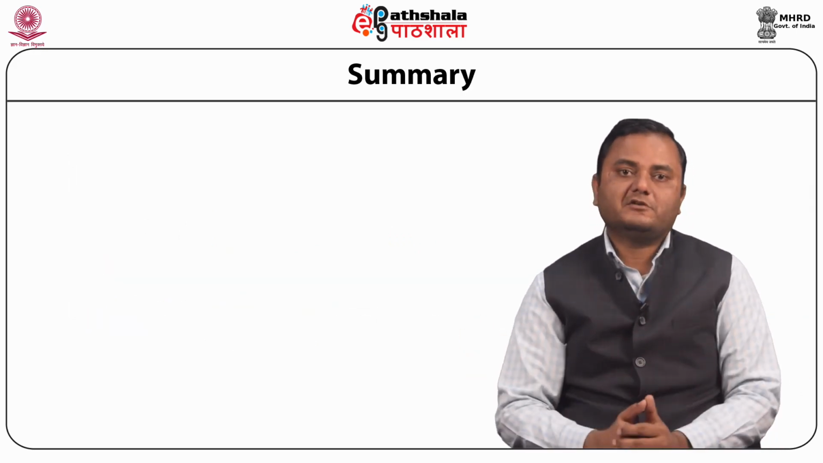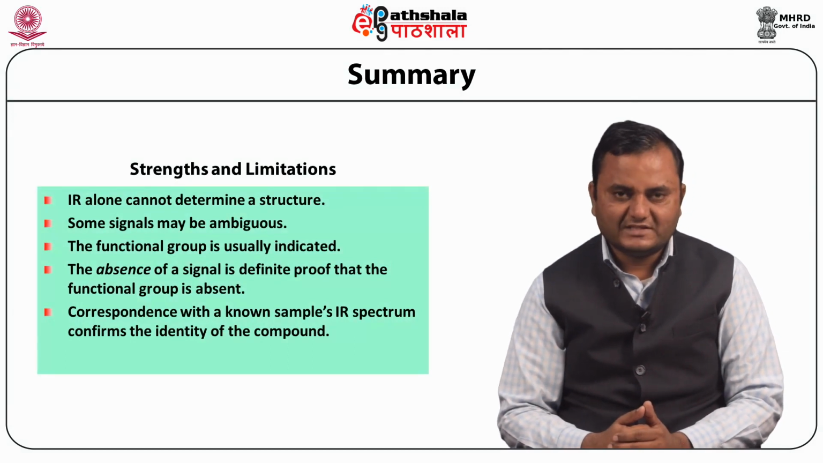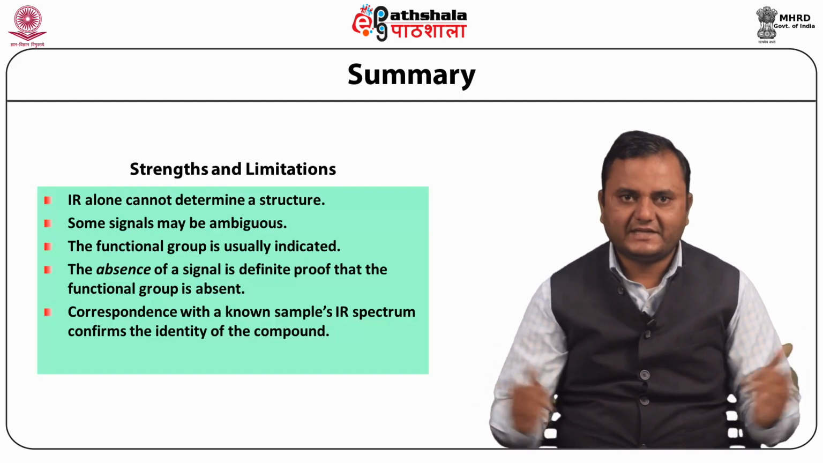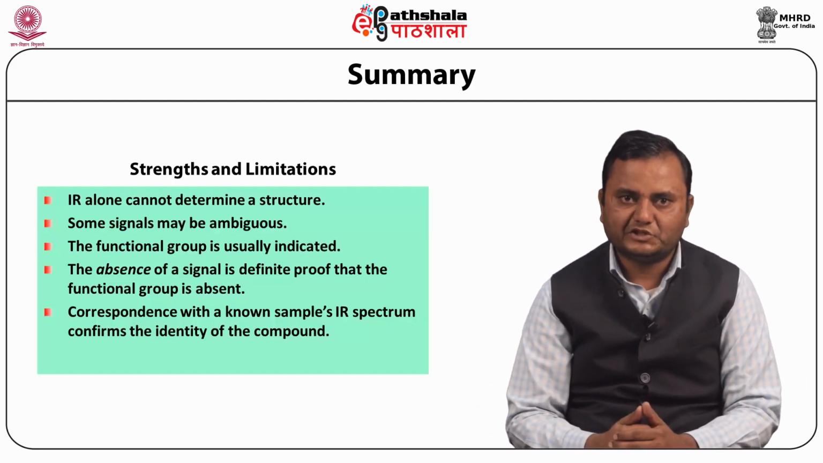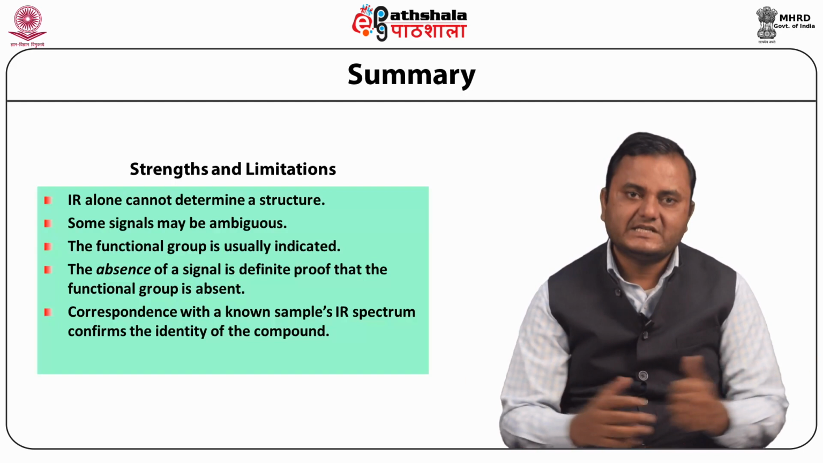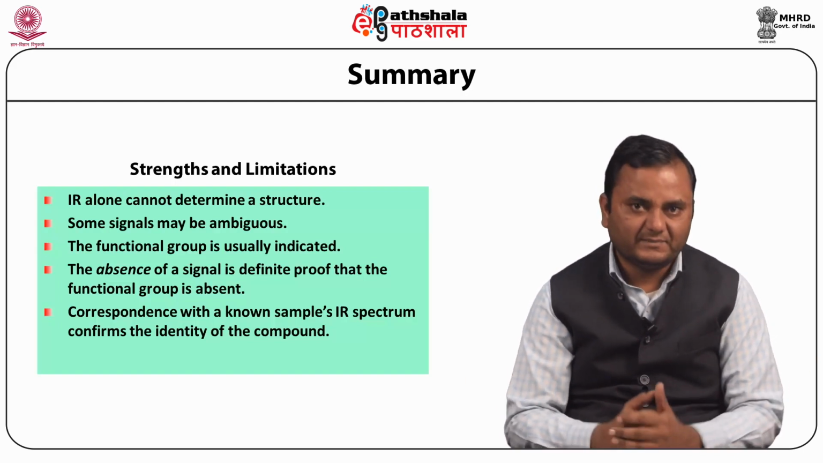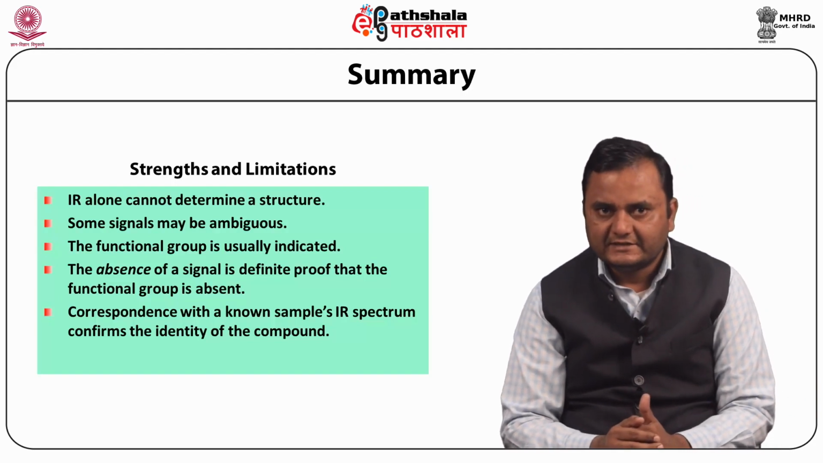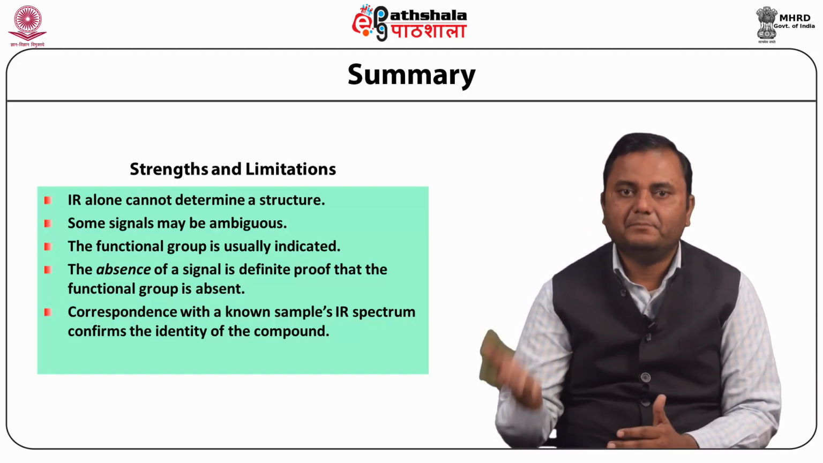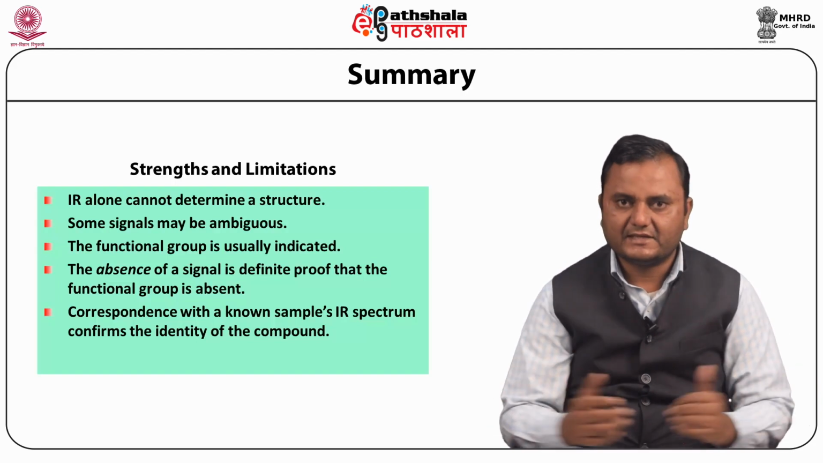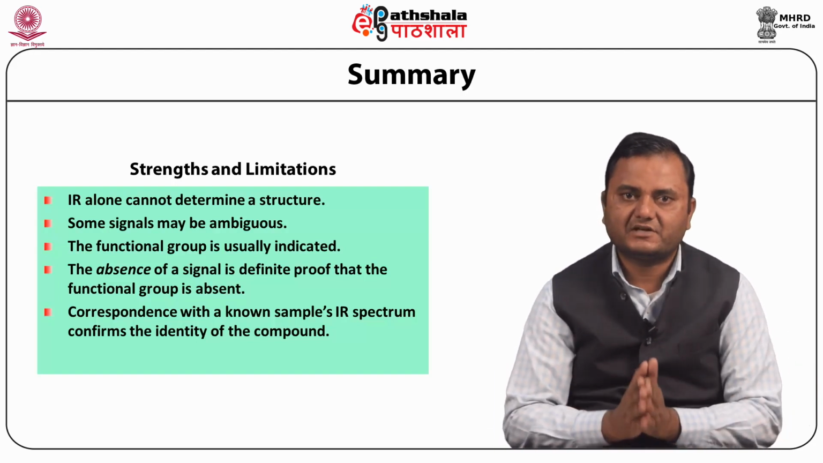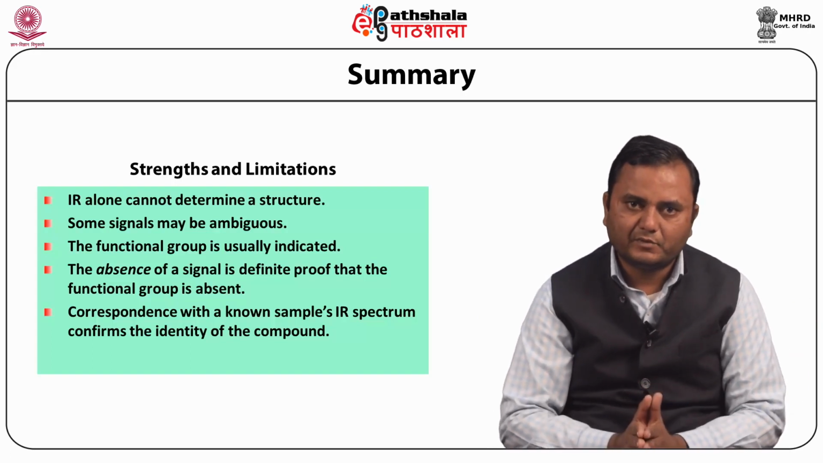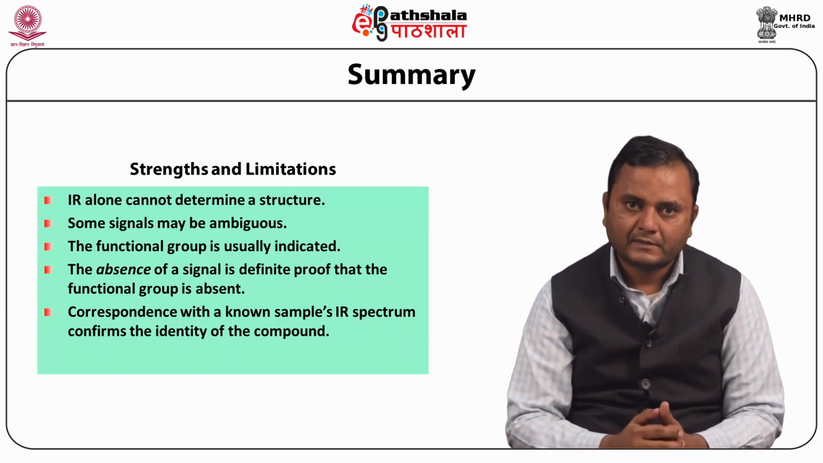Now we talk about the strengths and limitations of this technique. Although this technique is very widely used, of course every technique has limitations. In the first limitation, IR alone cannot determine the structure; for that you must have other supporting data. The second, some signals may be ambiguous. Sometimes you may get a signal because of other things, so you have to be very careful whether the signal is due to the component or something else.